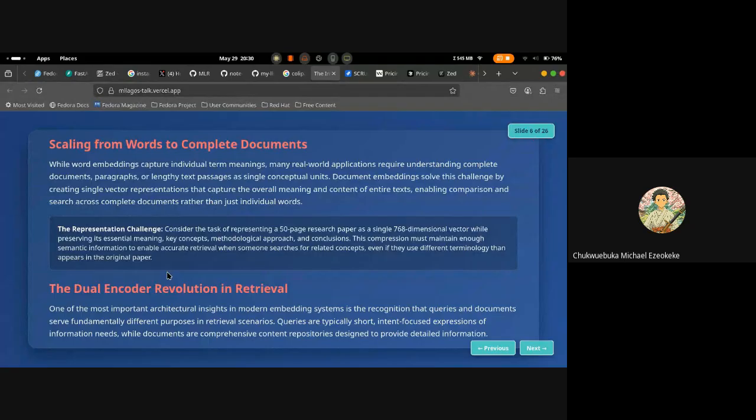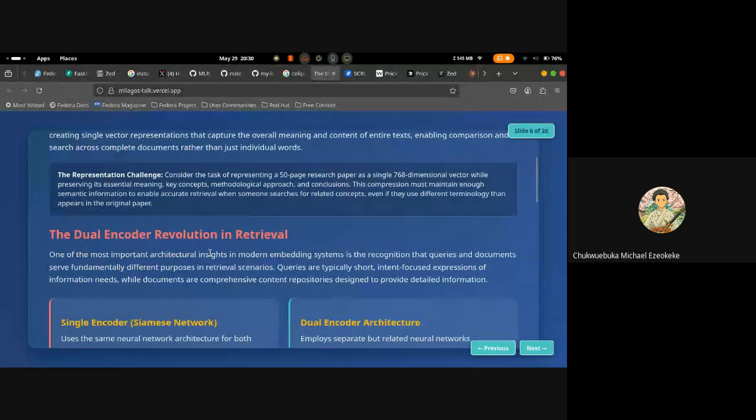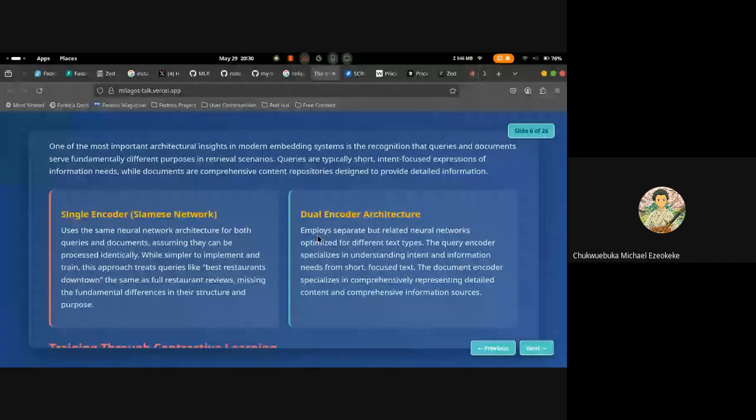Now, moving on, the concept of dual encoders helps in retrieval. When we are working with queries and documents, you should know that, for example, if you upload a document to ChatGPT, your query, that is your request to ChatGPT, might be different in a way from the document you uploaded. So with a dual encoder, you have a query encoder that specializes in understanding the user's intent and information, that is the user's query, and a document encoder that represents the detailed context and comprehensive information in what you uploaded. So it's just two encoders.